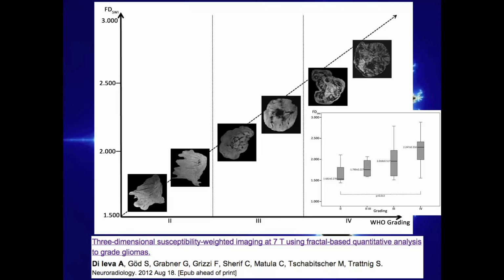And again, we found a very nice statistical agreement between lower fractal dimension of the SWI pattern, second grade, intermediate, third grade, and the very high geometrical complexity of the dots, very high fractal dimension. This tumor is a glioblastoma multiforme. So again, the computer is helping us with a morphometric biomarker.